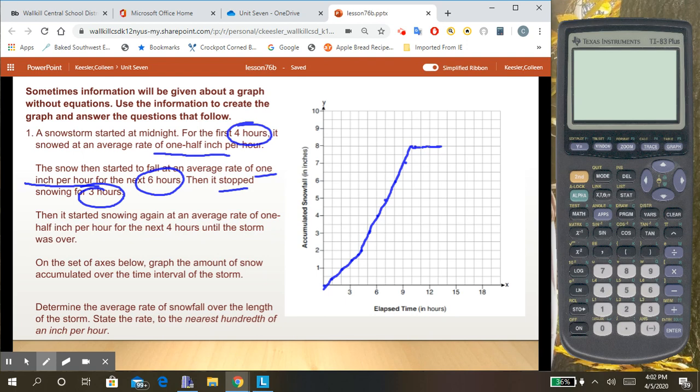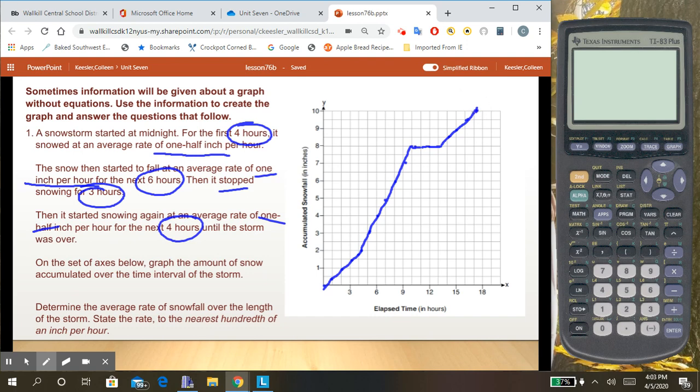Then it started snowing again at an average rate of 1/2 inch again per hour for the next 4 hours. So from 13 to 14, it's going to be at 8.5. From 14 to 15 at 9. From 15 to 16 at 9.5. And from 16 to 17 all the way to 10 inches of snow, which completes our graph.